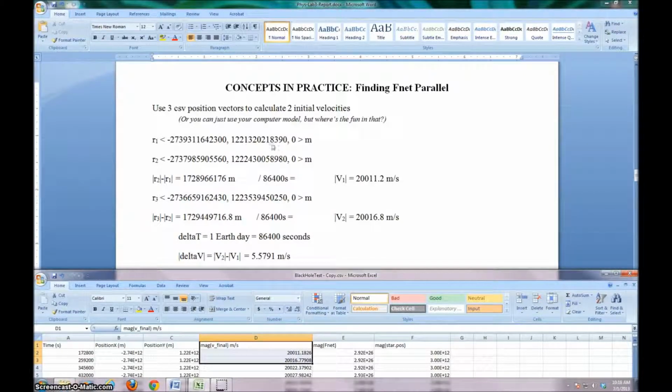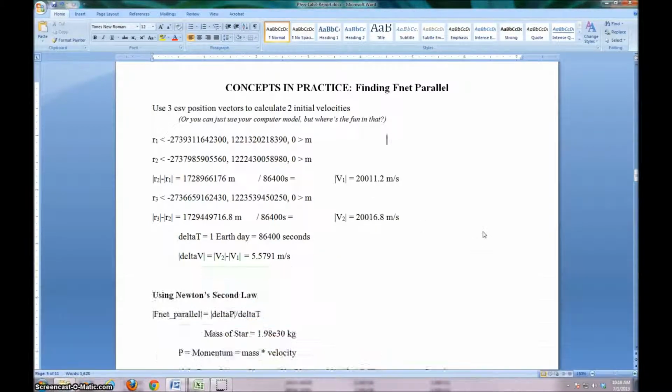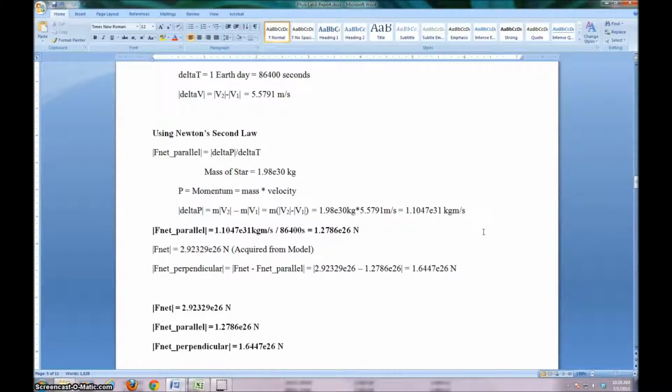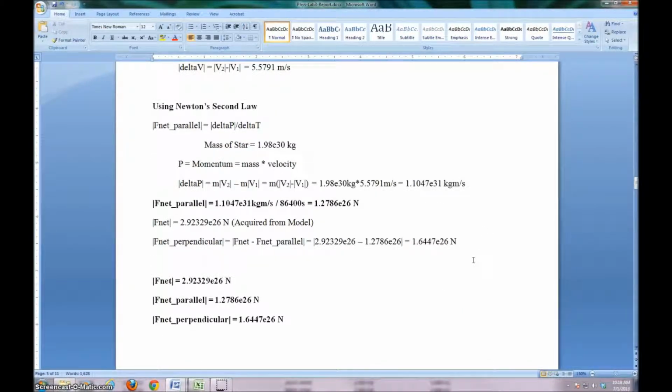We can calculate two velocity magnitudes based on the difference between three successive position magnitudes, then dividing by our delta t of 86,400 seconds. We can check our calculations against the model data, and we can see that we have the same values for the magnitudes of the velocities. We can use Newton's second law to calculate the magnitude of F net parallel using the mass of the star and the change in the magnitude of the velocity.